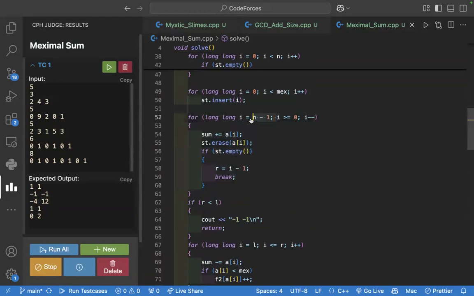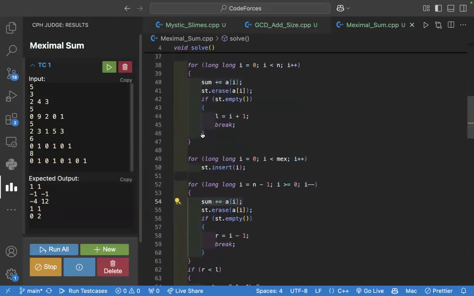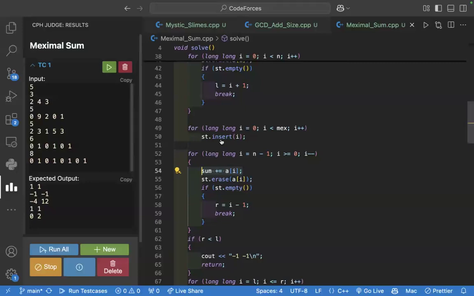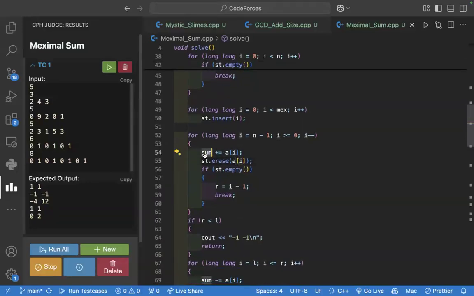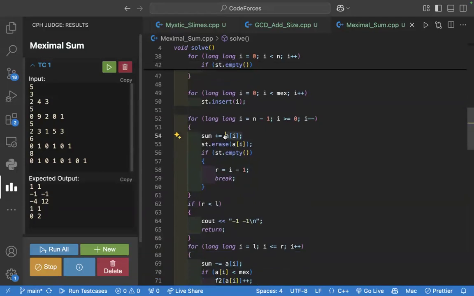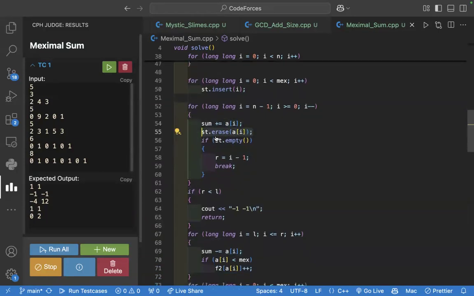So let's run a reverse loop, n minus 1 to greater than or equal to 0, i minus minus. The sum gets increased again, because this is like the left sum, right sum that I'm getting, so I'm doing this in the same variable. Sum plus equals, then let's erase ai from the set. As soon as it becomes empty, I know this is a breaking point. R becomes i minus 1 and you break again. So you come out of this for loop also.